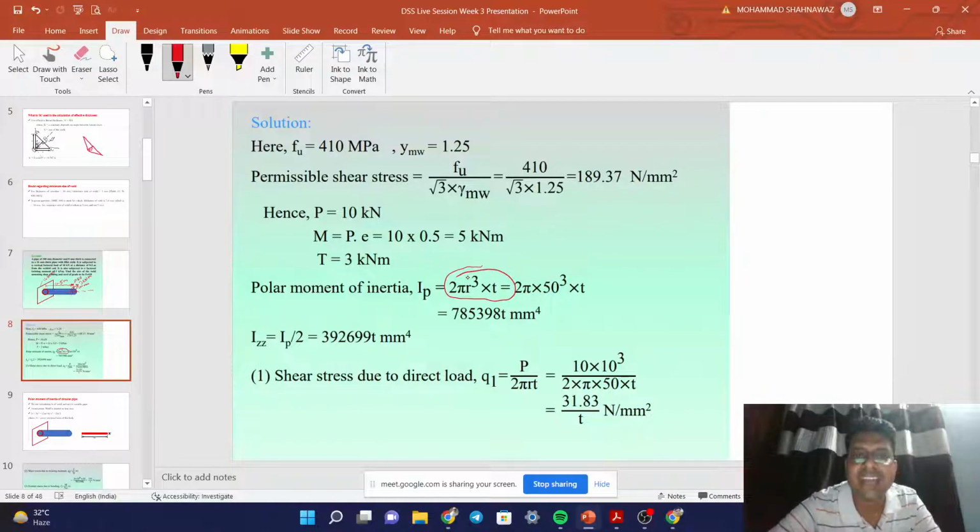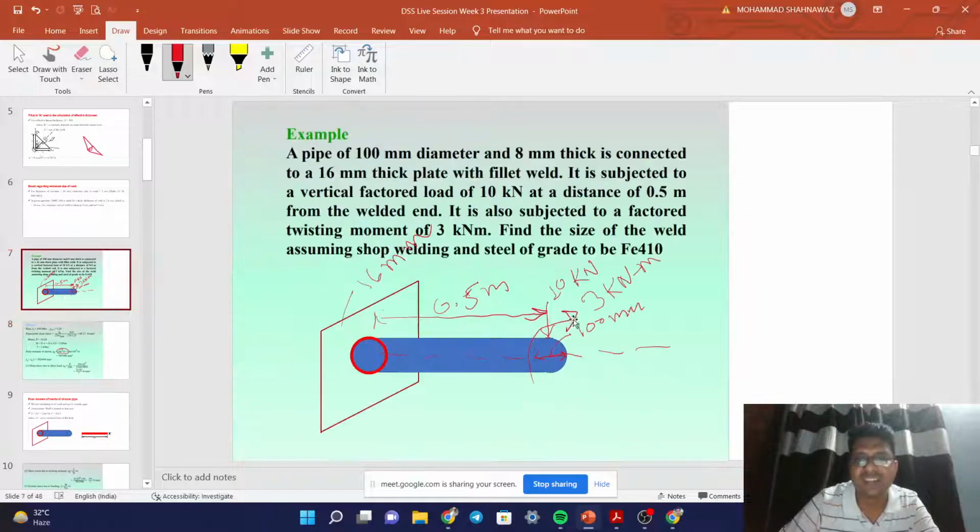So basically he was calculating it for the whole pipe. But no, actually see, the weld has to take all these loads, meaning from the weld these loads will be transferred to this plate. So you have to keep in mind that we are calculating the polar moment of inertia of the welded part, not of the entire cross section. We are not talking about this entire cross section, we are talking about this welded part.